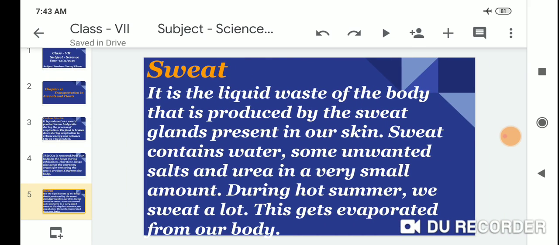Sweat. It is the liquid waste of the body that is produced by the sweat glands present in our skin. Sweat contains water, some unwanted salts and urea in very small amounts. During the hot summer, we sweat a lot. This gets evaporated from our body.